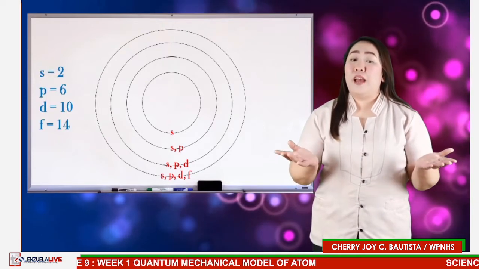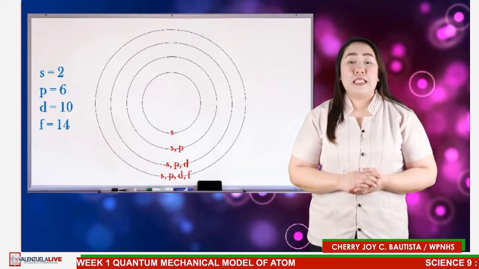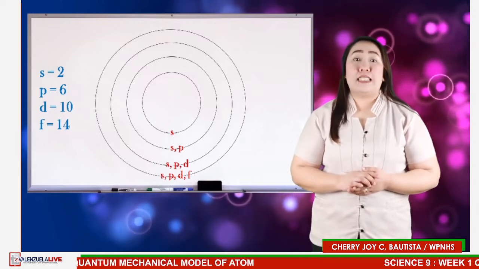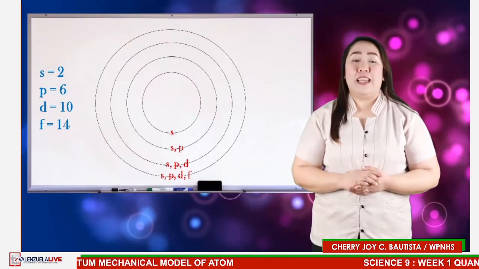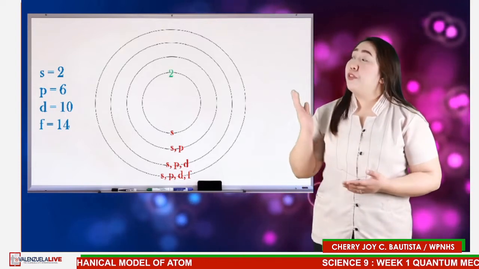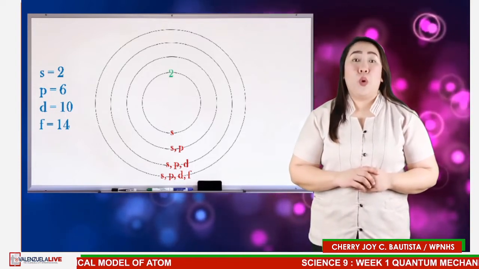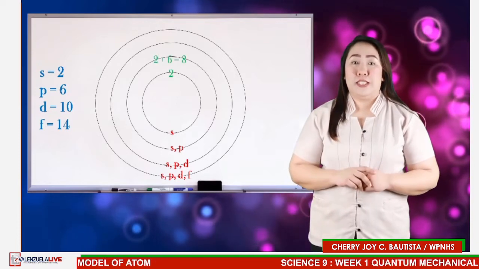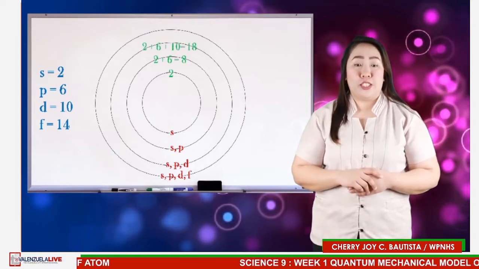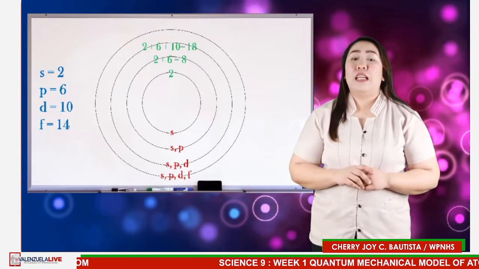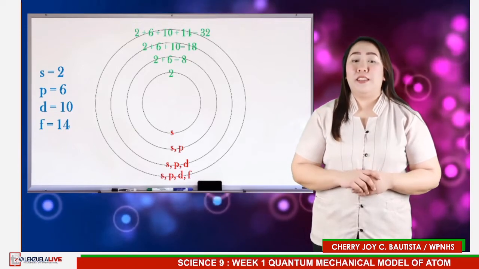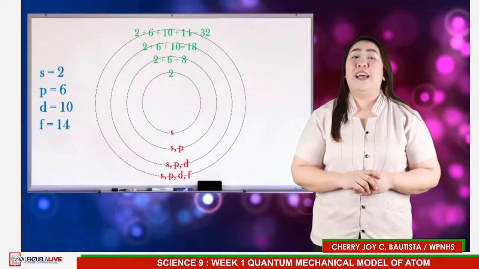And like what we have discussed earlier, S has only 2 electrons. P has 6, D has 10, and F has 14. So, the first shell can only hold up to 2 electrons. The second shell can hold up to 8 electrons. The third shell can hold up to 18 electrons, and the fourth shell can hold up to 32 electrons.